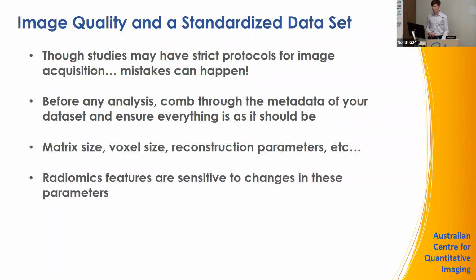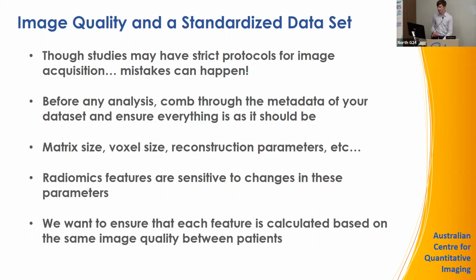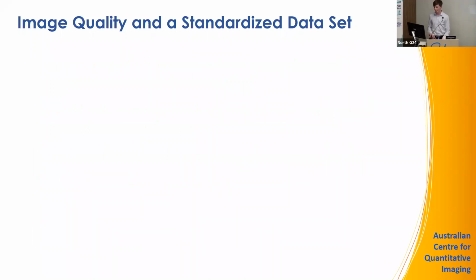Radiomics features are sensitive to changes in these parameters, but depending on which one you look at, it can be a lot or quite a little bit. So we want to ensure that each feature is calculated based on the same image quality between patients, particularly for predictive modeling, because we want all our features to be on the same playing field, so to say. So here's a little bit of example from my master's.